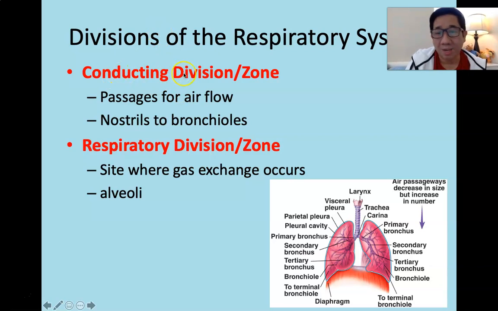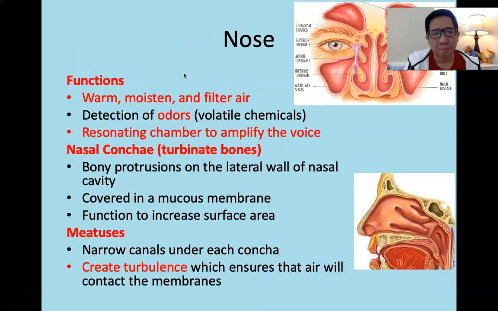When you're conducting something, just think of traffic. You're conducting a traffic light. You just think of a cop. You're just telling the traffic to go one way or the other way. So that's conducting the air coming in and out. From your nose all the way down to your lungs, that's just conducting traffic. And then inside your alveoli, that's where you have the exchange, the actual respiration happens, the respiratory division or zone.